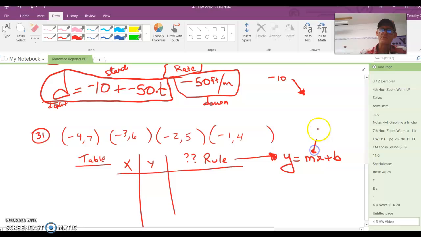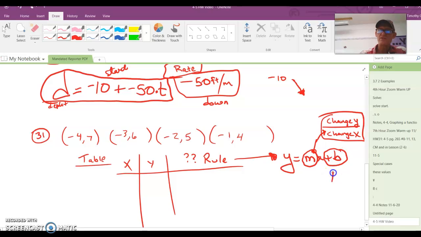And m, this number here, is going to be the change in y, so it's the change y makes over the change x makes. So we look at our x's and y's on this table and we figure out what this fraction is right here. And then this is the start point, kind of like that negative 10 up here. Now, the start point is when x equals 0.